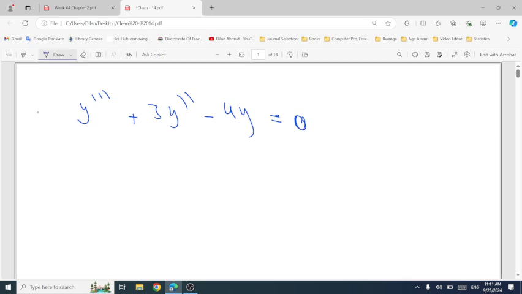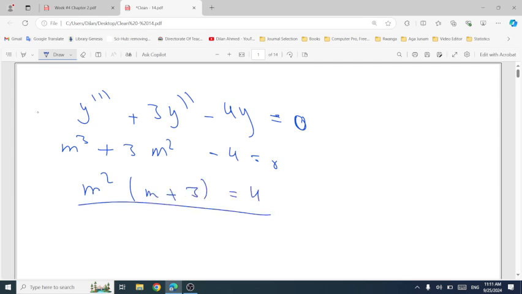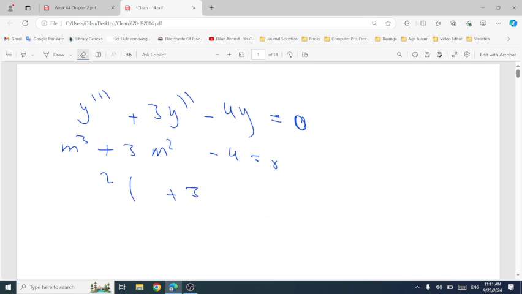So, we say that m cubed plus 3m minus 4 equals 0. Am I right? We can't take m as a factor. We can't take m squared, you know why? We mentioned it. So how do we solve this one? Yalla. How do we solve higher order? We can't take m as a factor. So how do we solve this one?